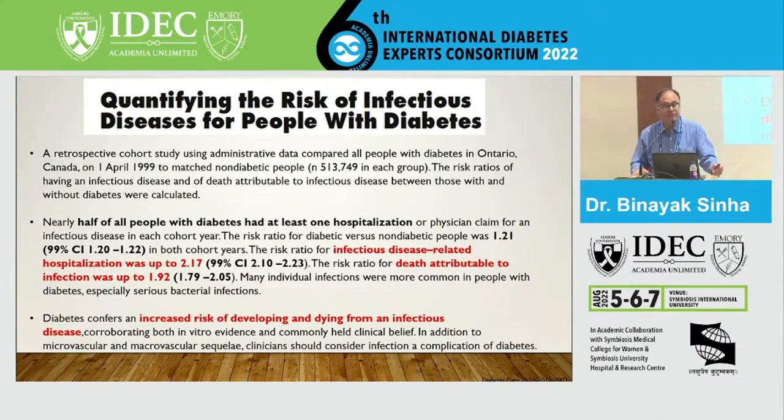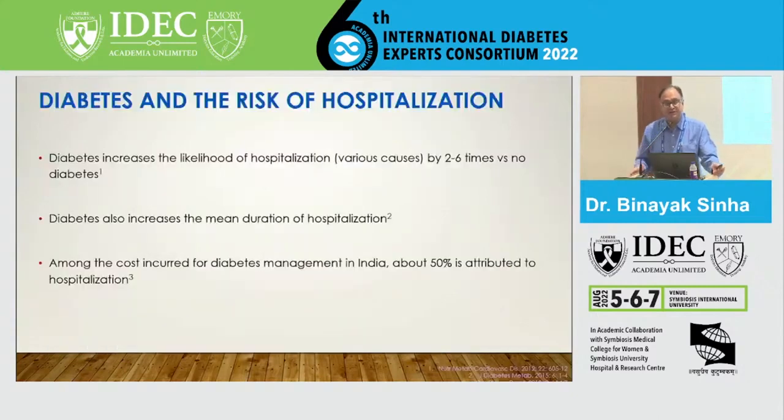Almost half of all people with diabetes will have one hospitalization for infection-related problems. This is about 2 times normal, and death is also increased in people with diabetes. So diabetes in itself confers an increased risk of developing and dying from an infectious disease. And this translates into not only an increased risk of hospitalization, which is increased 2 to 6 times, it also increases the cost of therapy.